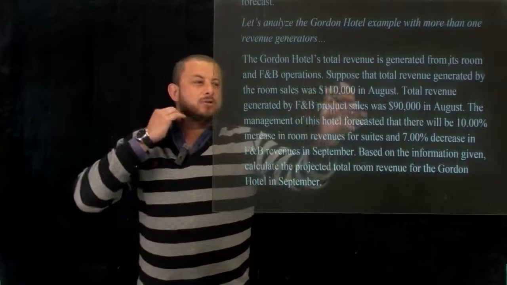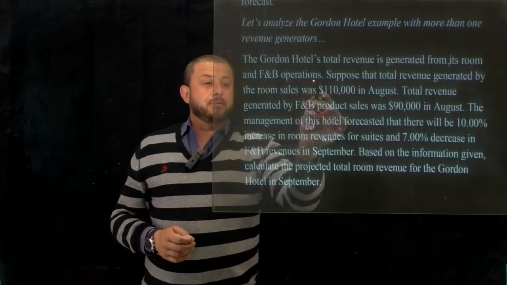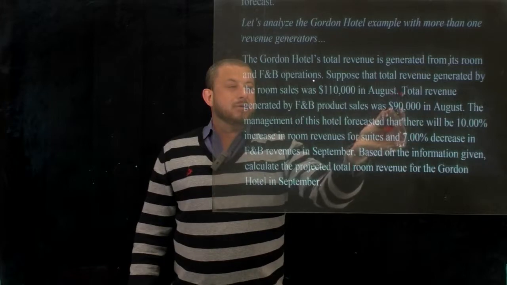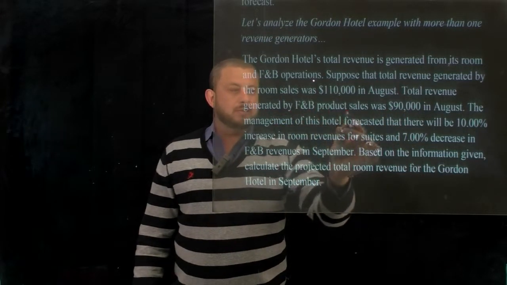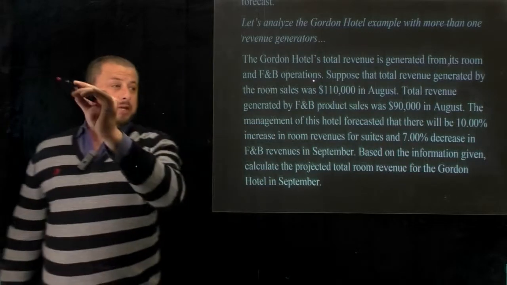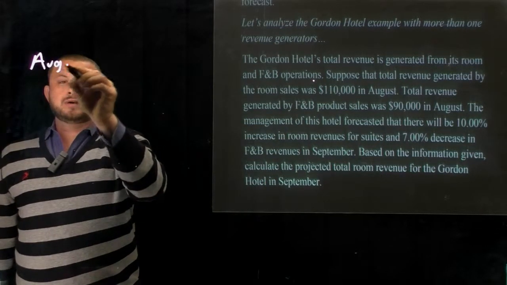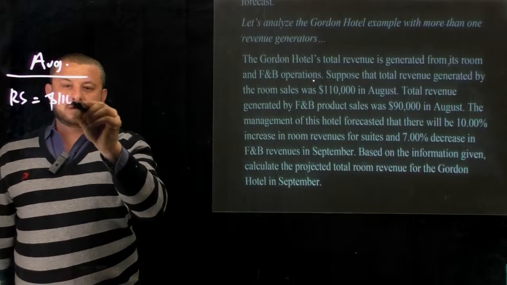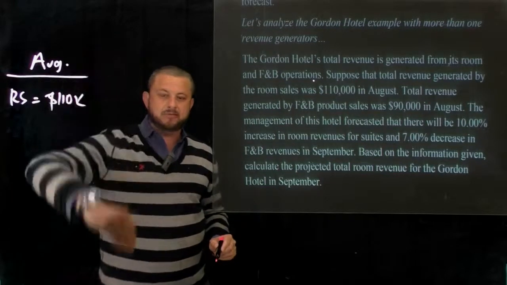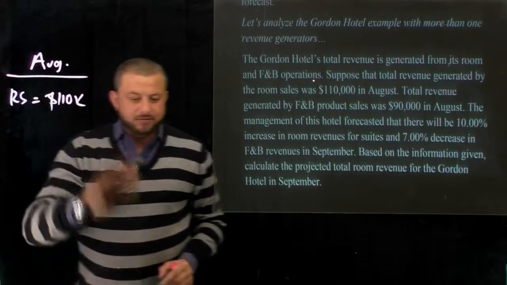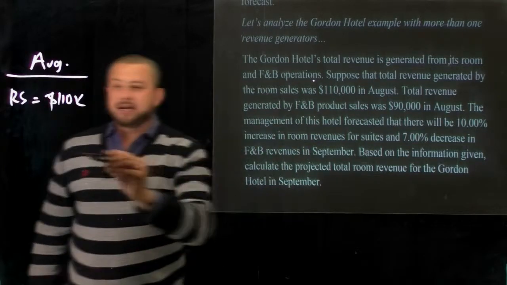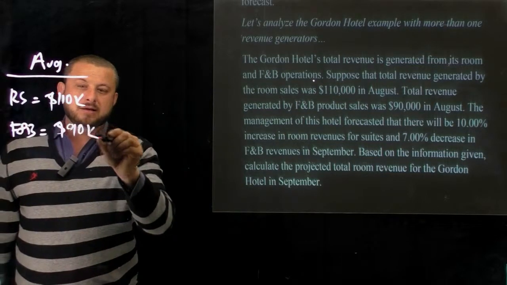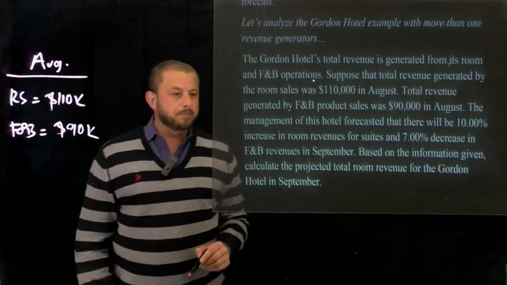The Gordon Hotel's total revenue is generated from its room and F&B operations. Suppose that the total revenue generated by the room sales was $110,000 in August, and total revenue generated by F&B product sales was $90,000. So in August right here, we have RS, room sales, $110,000. It is always a good idea to list the information so you can visualize the question. It will be easier to solve. And then F&B, let's put F&B over here. It was 90 grand in August. Great. That's what we have so far.